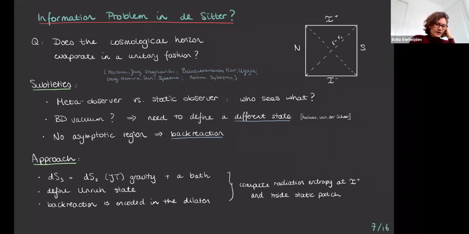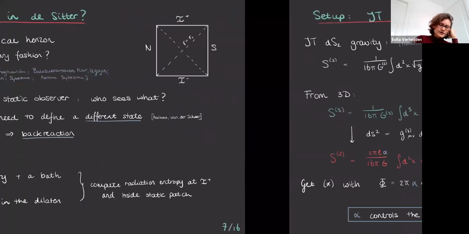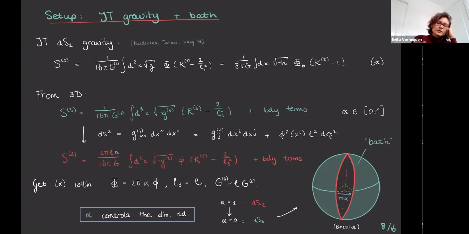Okay, so let me get to some of the details of our setup. So here, this is maybe my most cluttered slide. I'm introducing the dimensional reduction. So let me first say a few things about this action. This is the JT DS2 gravity. So really the only thing that you should care about is that here we have the dilaton, and varying with respect to the dilaton, it defines the metric to be DS2. There's also a boundary term here, which consists of the boundary value of the dilaton and the extrinsic curvature. This is quite important in JT gravity, as we will see later.